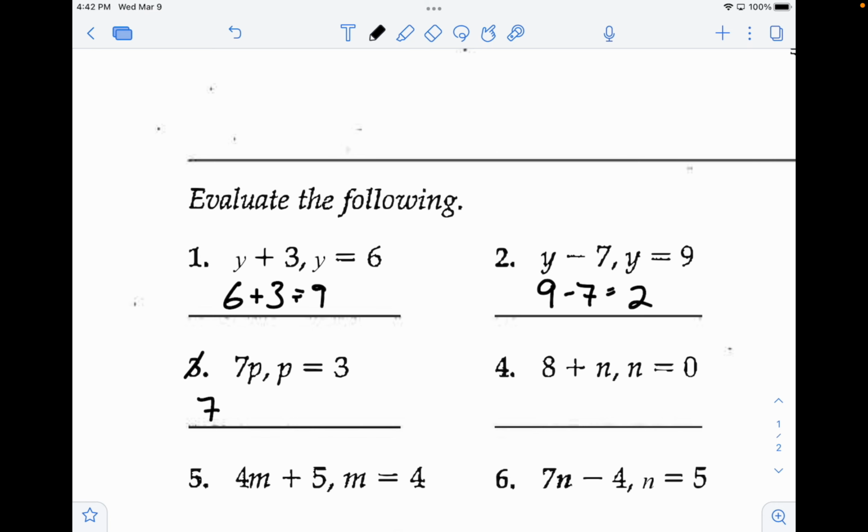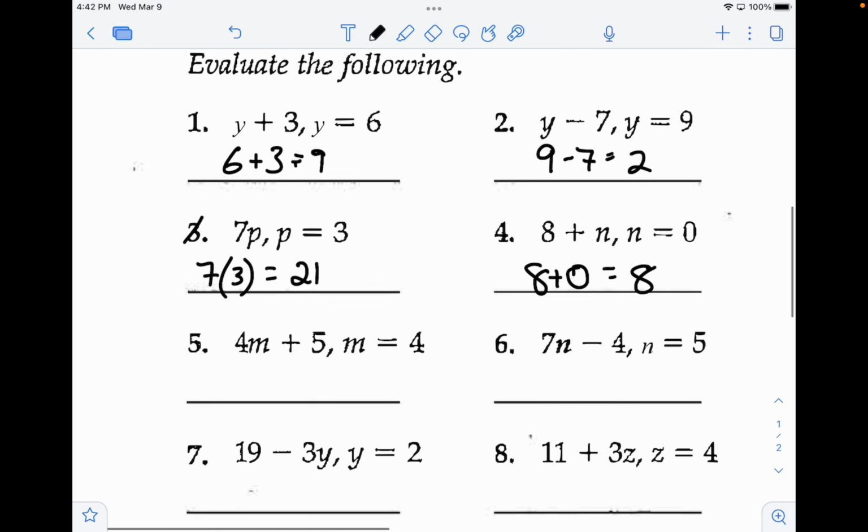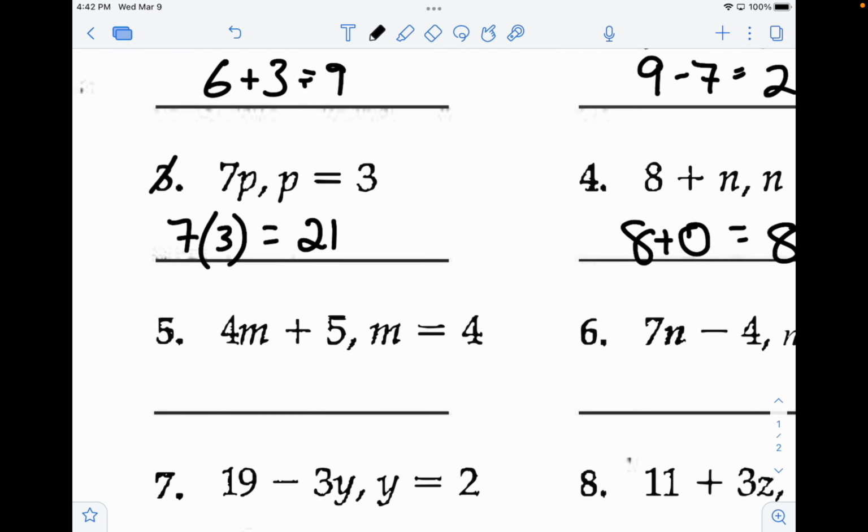Okay, number 3: 7p. Remember, they're side by side. That means multiplication, so I'm putting it in brackets. That's another way of writing that. 7 times 3 is 21. 8 plus n, where n equals 0. 8 plus 0, we can solve that. It equals 8.